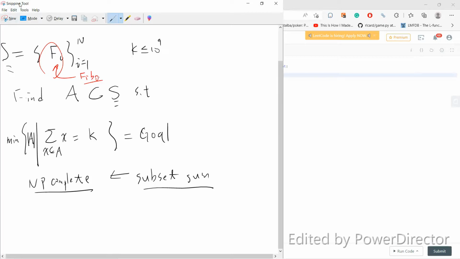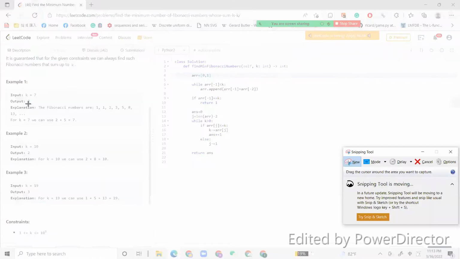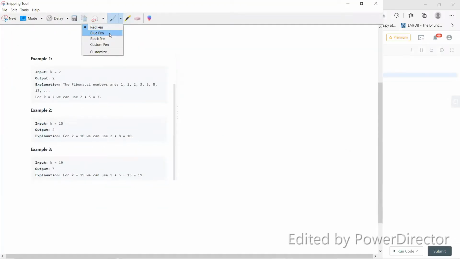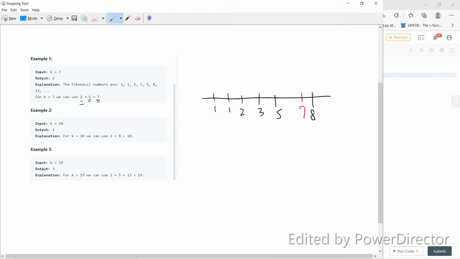Okay, so let me just first describe the answer. This is very non-trivial, but maybe you can see it. You can see that 7 is 5 and 2. So the idea is that you have 1, 1, 2, 3, 5, 8, right? So 7 is here. And then the answer is you just take the Fibonacci number 5, which is closest to 7. So you subtract this 5, and then you get 2. Okay, so this is the answer.